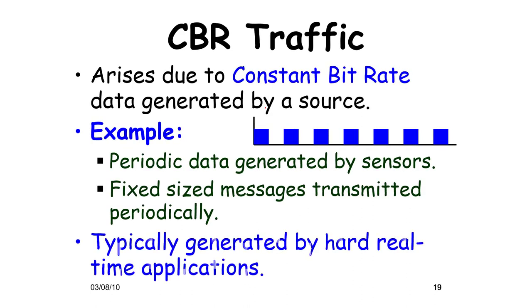CBR is constant bitrate traffic, which means that the number of bytes transmitted per second remains constant with respect to time. One example of this is the periodic data that is generated by sensors. These are fixed size messages which are transmitted periodically. Typically, hard real-time applications will generate or require this kind of data. And it is also much easier for the network to schedule such a flow.